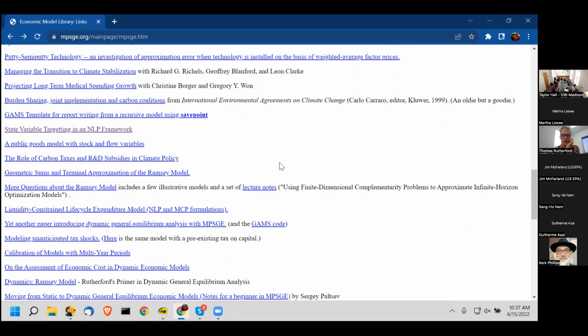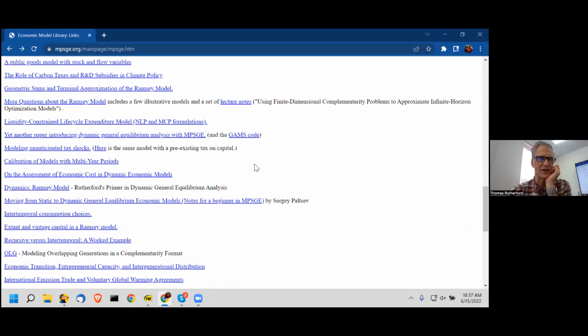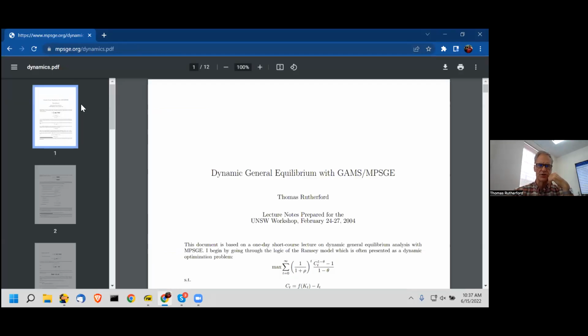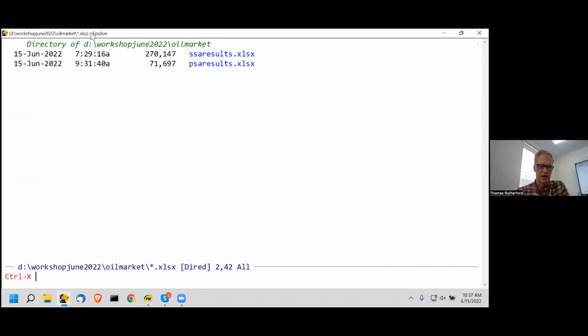There are a number of other questions about the Ramsey model, but there's yet another paper introducing dynamic general equilibrium with MPSG. So this is also a useful place to start. There's a variety of different pages here, but these little ones are very nice because they have GAMS code that goes with them. This one basically goes through the whole thing. So I'm not going to go back through that, but I'm pointing you to where to look if you want to pick up where I'm starting from.